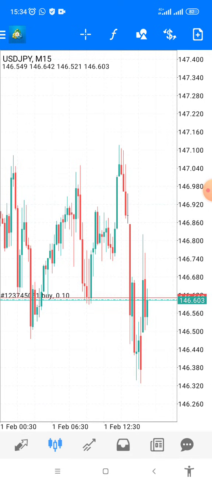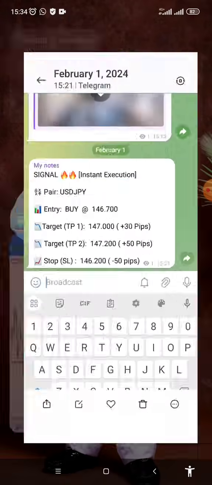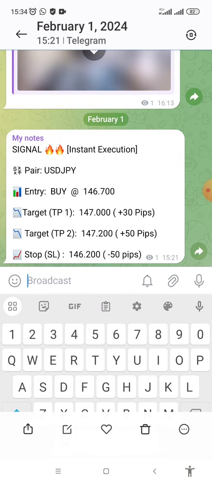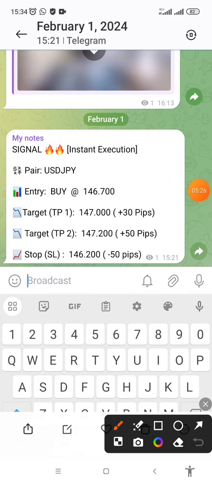You have entered the trade. You go back to the signal. When you come back to the signal, the person has given two take profits. Take profit 1, TP1, and then TP2. TP1 is 30 pips, TP2 is 50 pips. Which of these two do you want? You have to choose one.